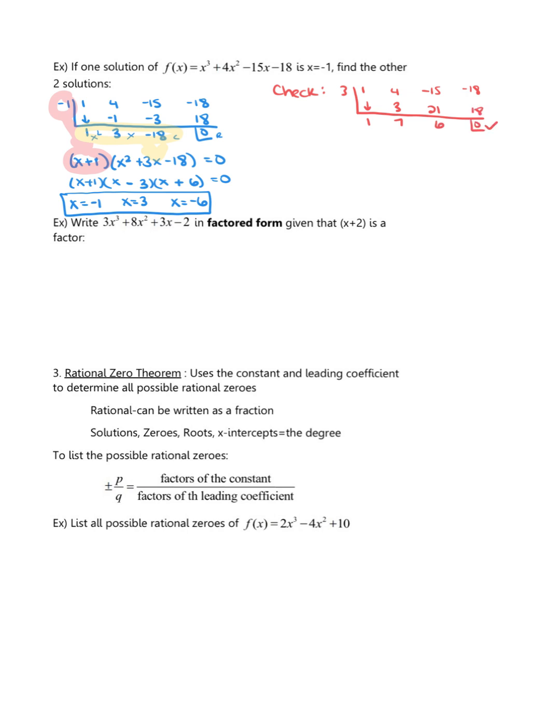And then I could divide all over again, or I could just continue from here and divide the other one, negative 6. So negative 6 is correct, 3 is correct, and then if I look at this, x plus 1 would give me the negative 1. So I've checked all three solutions.